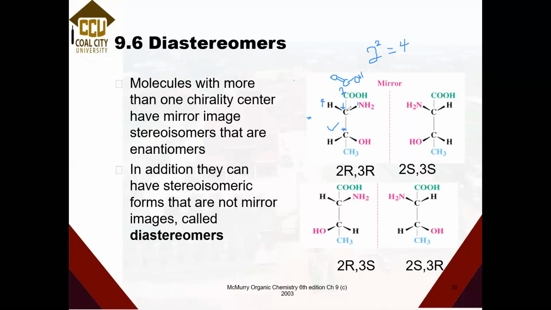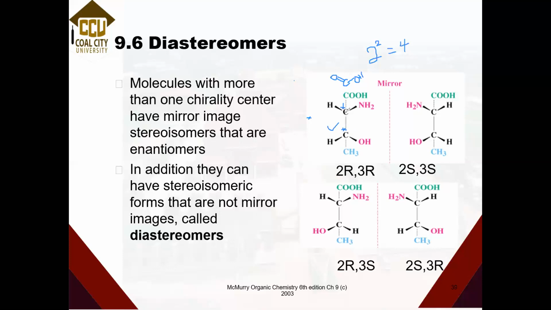Because it is carbon number 2 and the configuration is R, we write 2R. Do you see that now? So we have already named this one. We have finished naming the first one, so we move on to the next one.